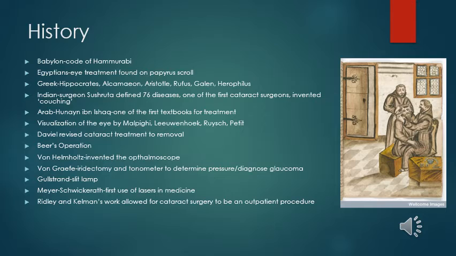Trachoma, a disease caused by the chlamydia bacterium that could cause blindness and blurriness, were both treated with ointments. In ancient Greece, many notable philosophers and physicians discussed ophthalmology. Alcmaeon, Aristotle, Rufus, Galen, Hippocrates, and Herophilus were some of the first to examine the eye, conduct cataract surgery, and create detailed descriptions regarding anatomy.